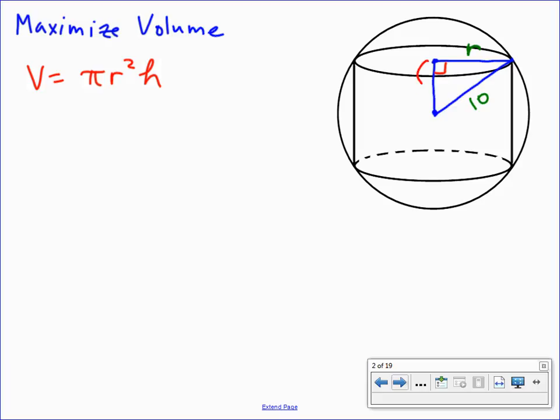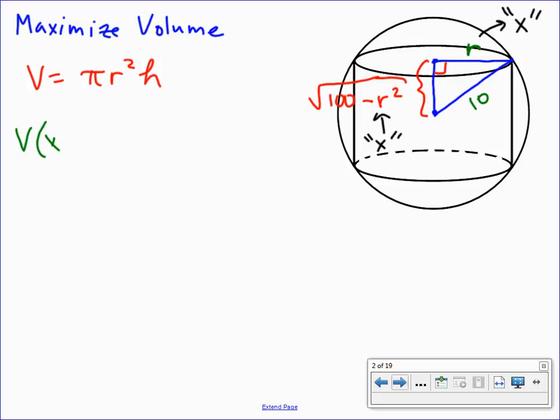This leg length right here of my right triangle is given by the Pythagorean theorem. The square root of 10 squared minus r squared equals that red distance, yes? So twice that red distance would be the height h in my original volume formula. And if I like working with x's, I can go ahead and call this x right now. Then this will be x, and my height will be twice that radical 100 minus x squared. All right, so let's go ahead and rewrite my volume formula as a function of one variable. Here we go.